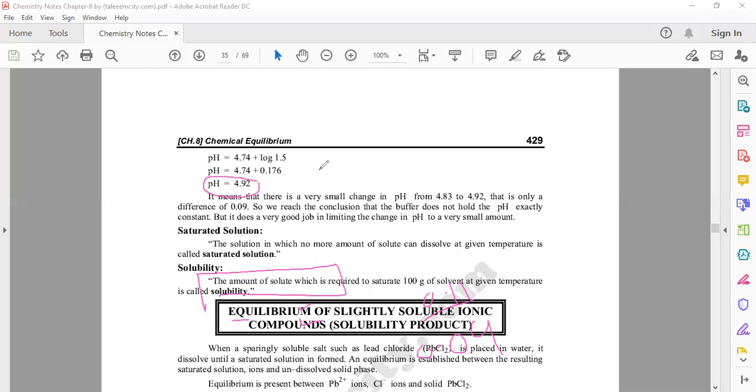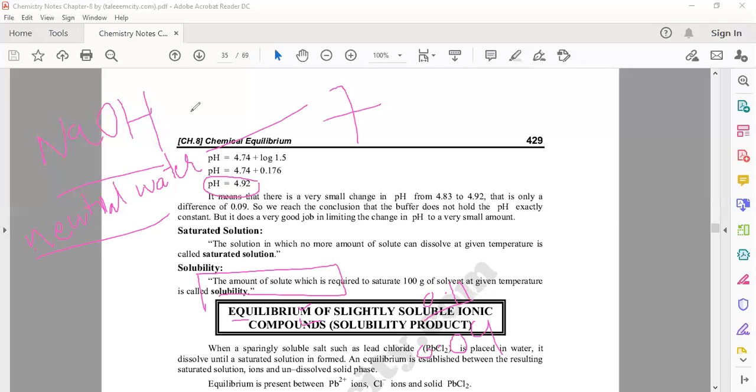So due to the buffer solution, if you are adding externally any acid or a base, there is a very small change in pH. If there is no buffer solution, then NaOH can change the pH of the solution. For example, we are taking neutral water. Neutral water, as we know, has an amphoteric nature. It's not a base, it's not an acid, it's neutral, having pH 7.